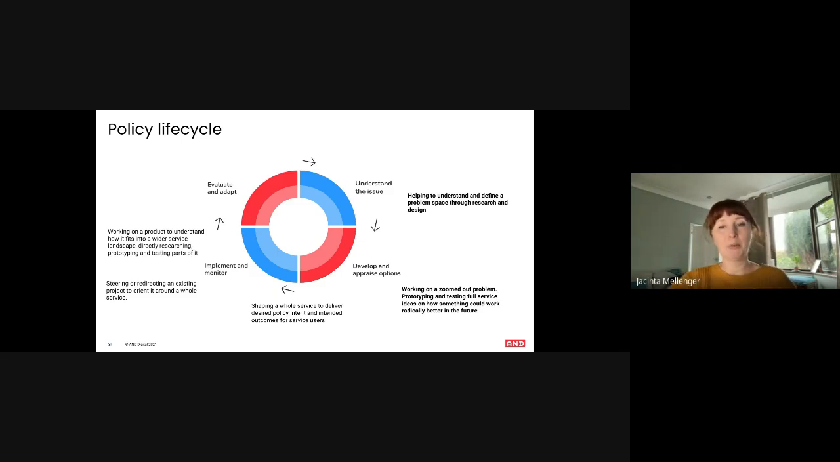And some examples might be to talk about the size of the problem that you might be working on in this stage. It might be as big as how can we reimagine adult social care services for the elderly, or how might we improve access to low-level mental health care services. So it's big, weighty kind of questions.